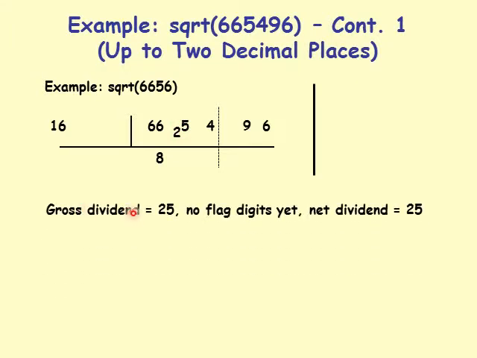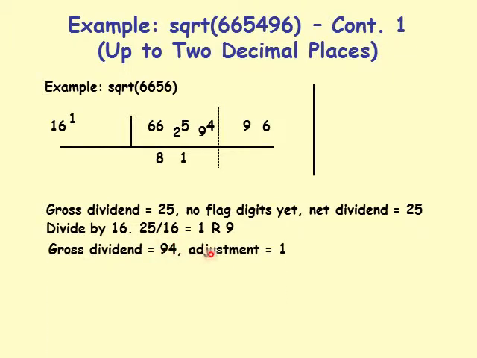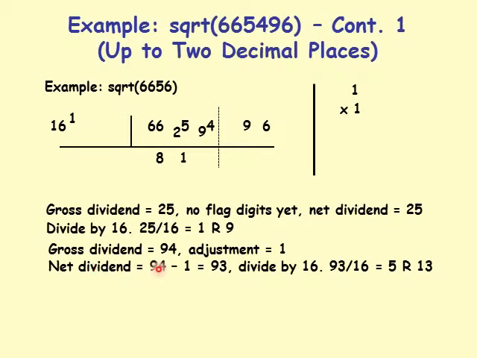Let's continue here. Gross dividend is 25, no flag digit so far. Net dividend is also 25. Dividing 25 by 16 gives 1, remainder 9. So 1 goes in here as the quotient digit, and 1 goes in the flag digit. The 9 remainder comes here. Net gross dividend 94, adjustment is 1. The duplex of 1 is 1, and 1 times 1 is 1. No dividend digit, net dividend is 94 here.